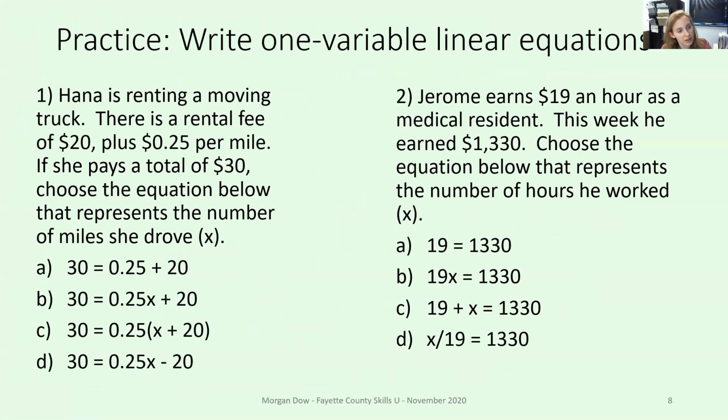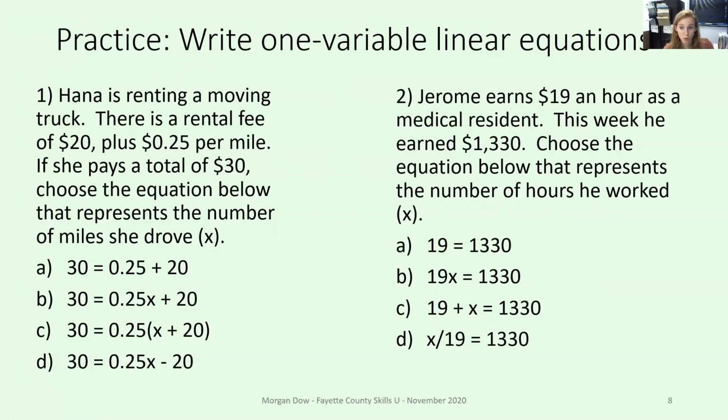All right, so number 1. Hannah is renting a moving truck. There's a rental fee of $20 plus 25 cents per mile. If she pays a total of $30, choose the equation below that represents the number of miles she drove, X. So let's take a look at the 4 choices there. We see that all of them are set equal to 30, right? And that makes sense because that's her total bill.